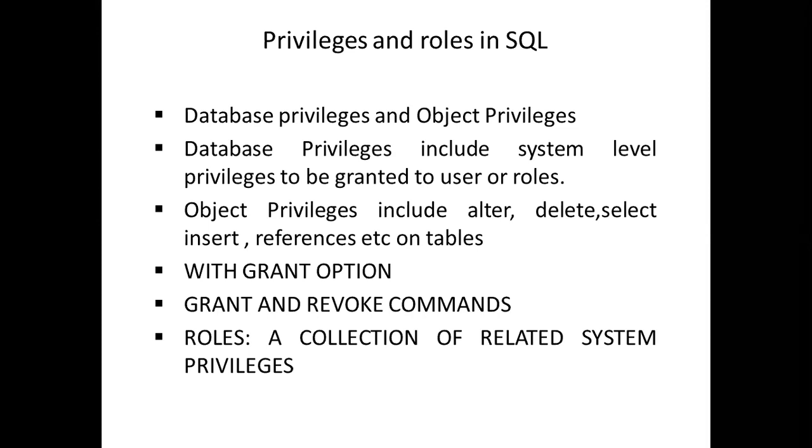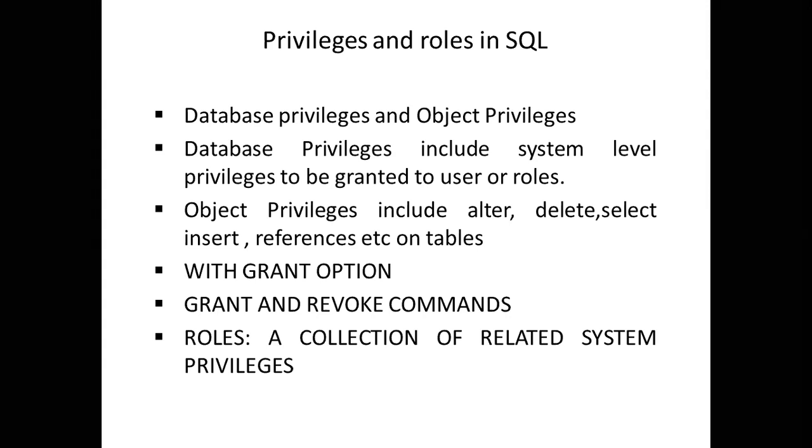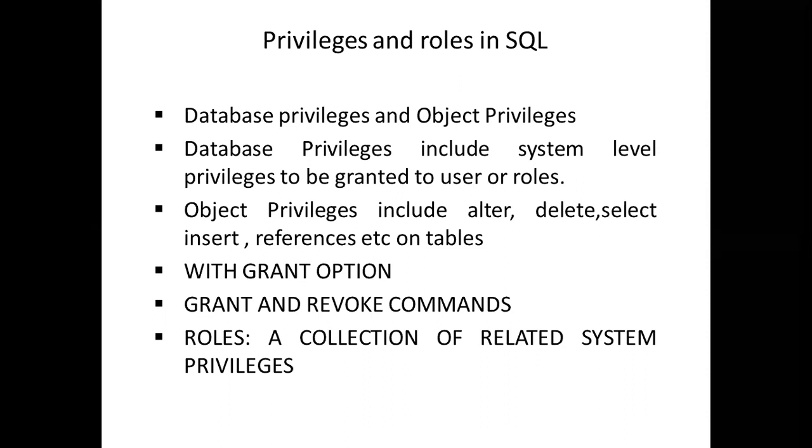Then we have the with grant option. Now this with grant option means, let's say user A has given a grant to user B on an object X with a grant option. That means that B can pass it on to some other user also, right? Then if the privilege that has been granted needs to be taken back, we have a revoke command for that. And then further we have roles. A role is a collection of related system privileges, right?